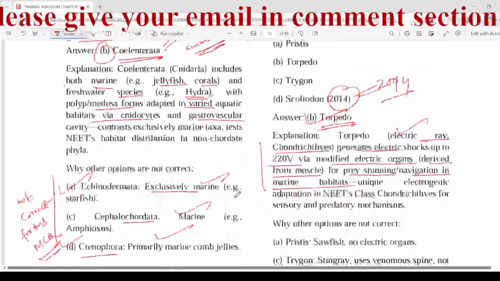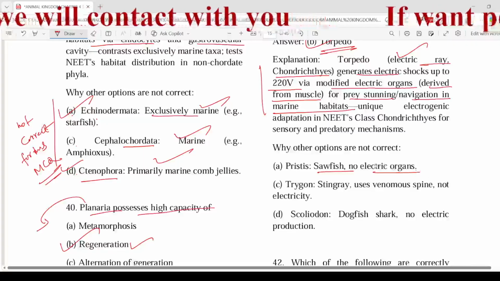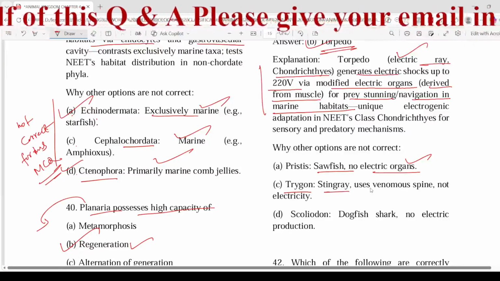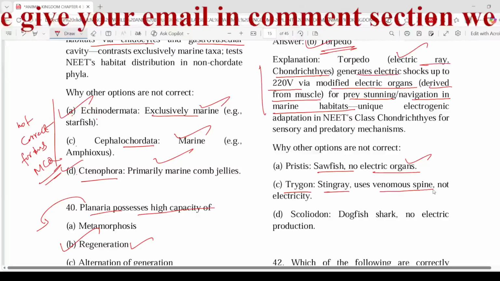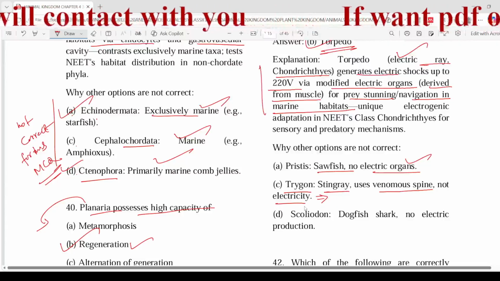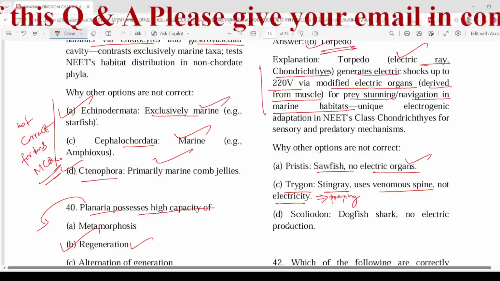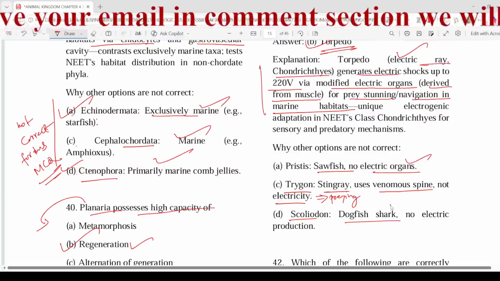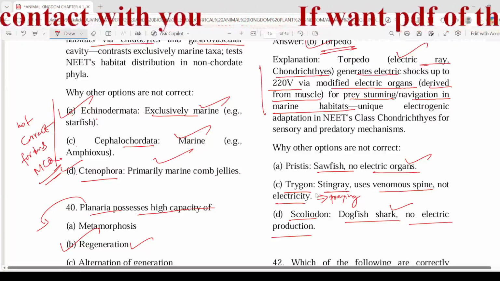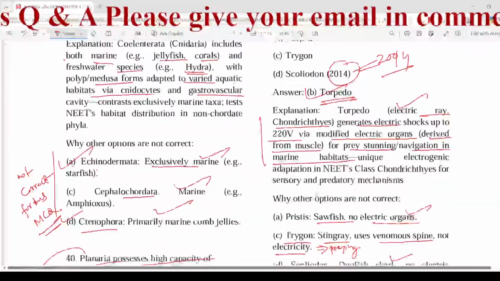But why are the other options not correct? Pristis is a sawfish, and it doesn't have any kind of electric organ. Trygon, the stingray, uses a venomous spine, not electricity, for preying. Scoliodon, dogfish or shark, has no electric organ. They have sharp teeth for capturing prey. These are the correct explanations for the question.